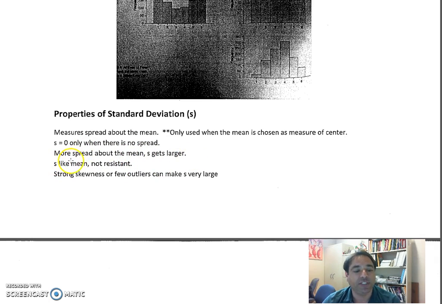And S, standard deviation, like mean, is not resistant. What that means is if you have your data close together, you'll have a small standard deviation. If you have one number that's outside, that's going to make your standard deviation large, just like a number on the outside will make your mean large or small, depending on where it's at. And strong skewness or a few outliers can make S very large.